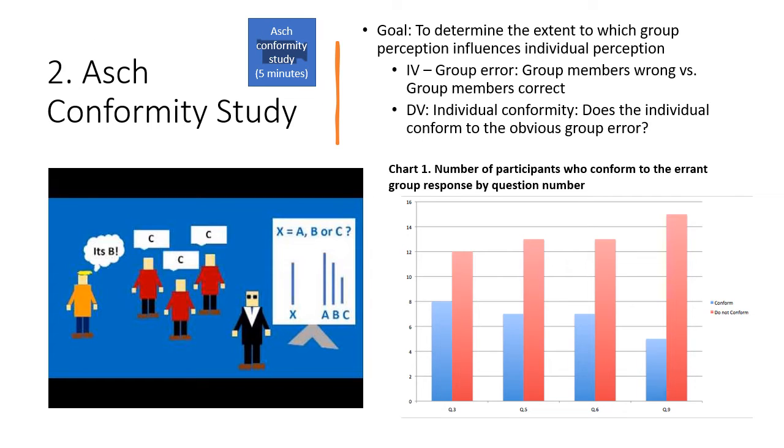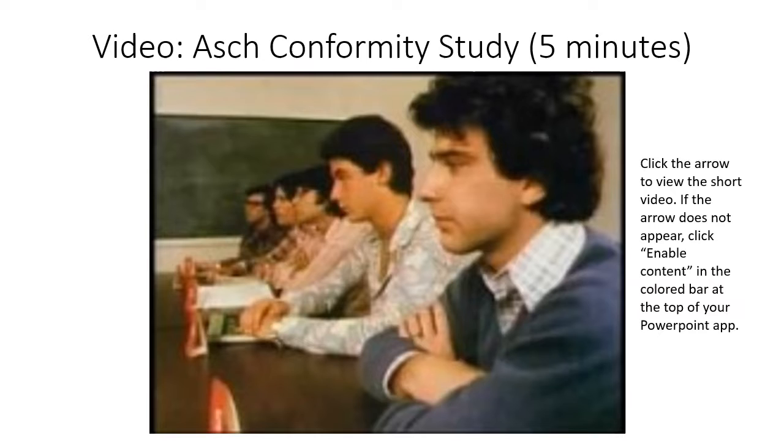The independent variable was group error, group members being wrong versus the group members being correct. And the dependent variable was individual conformity. And you can see I posted the results up here as well. You've seen those before. And so we'll look at this study, another elegant study. And you can see the video.